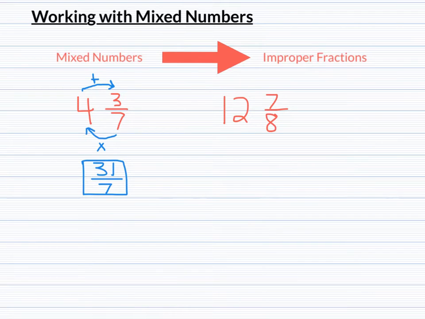We can do the same thing right here. We multiply. 8 times 12 is 96, and then we add 7. 96 plus 7 is 103, so 12 7/8 is the same as 103/8.